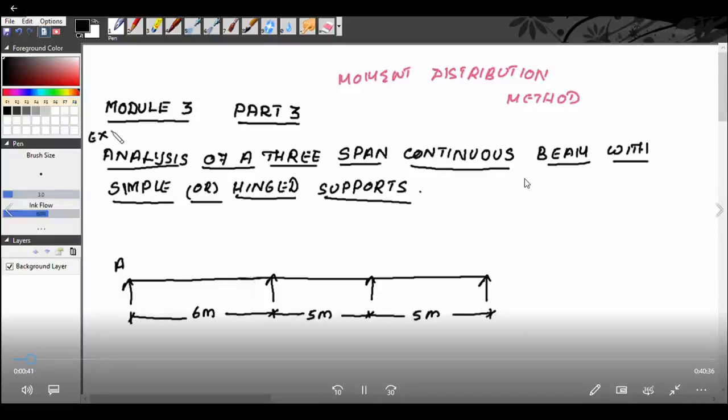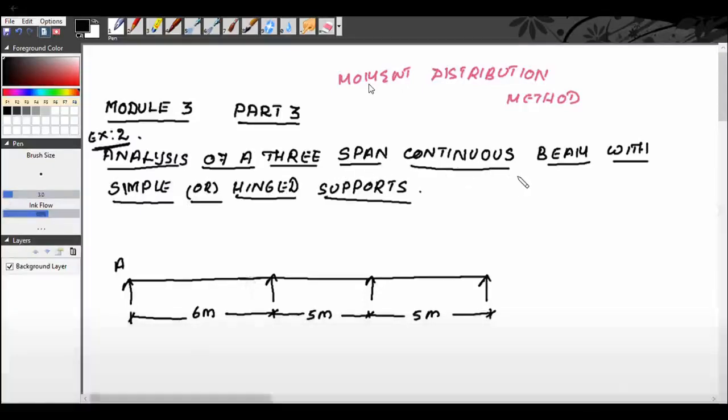And this is our example 2. Okay, so analysis of a 3-span continuous beam with simple or hinged support. So this is our given beam. Our given beam is A, B, C, D. So span AB is 6 meter long, span BC is 5 meter long, and span CD is also 5 meter long.